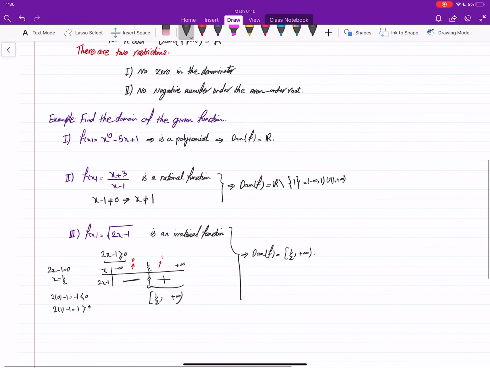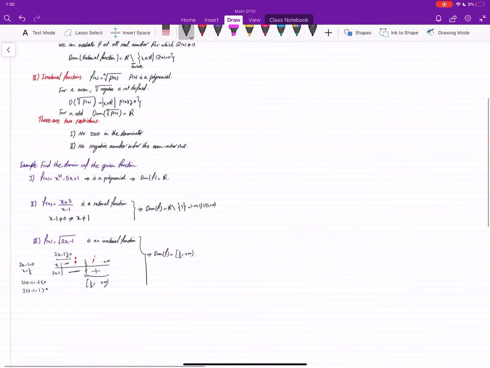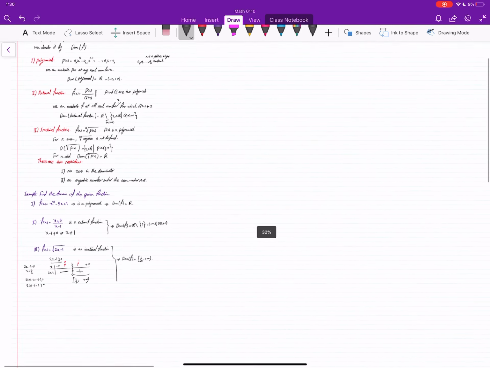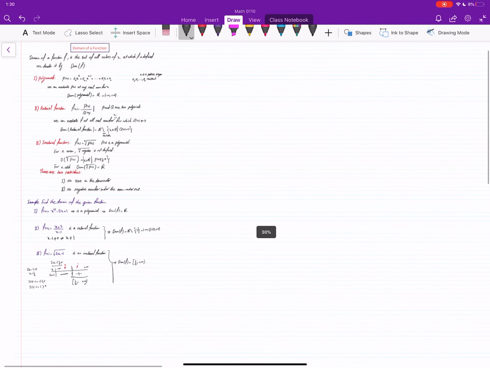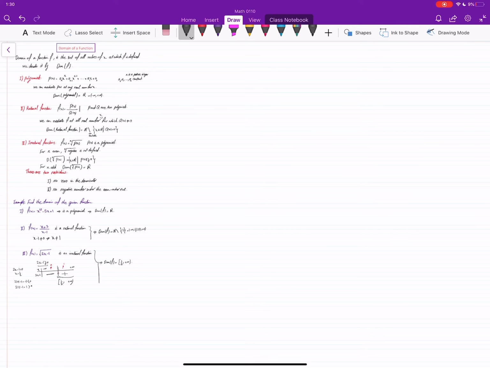Okay, so we started with the definition, and then we had these 3 important classes for which we said what we should do to find the domain, and the 2 main restrictions that we have for functions defined by a formula on the real line. We have that one, and then we did some examples.